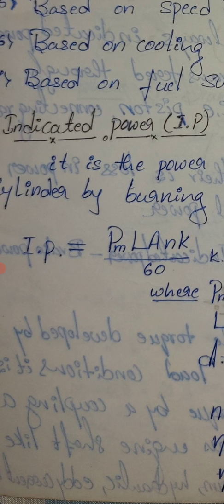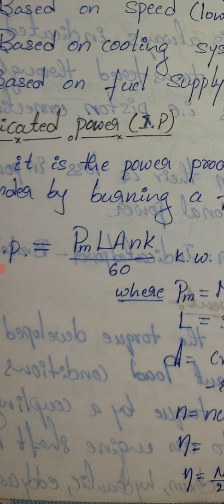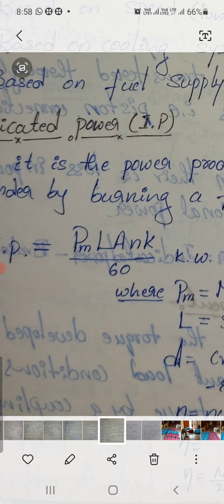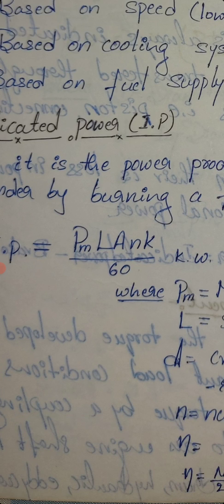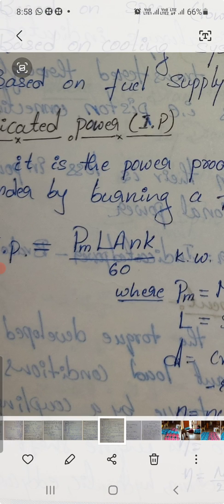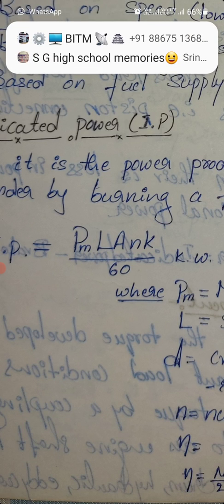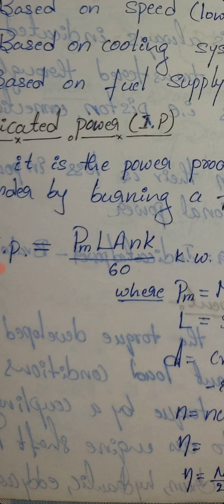Indicated power is nothing but PLANK. If you are unable to remember the formula, remember at least the word PLANK. Pm indicates the indicated mean effective pressure. L is the stroke length of the engine cylinder. A is the area of the piston. Small n is the number of cycles. K is the number of cylinders. If it is a single cylinder, you can take the value of K as 1. If it is multi-cylinder, you take the value of K depending on the number of cylinders. So this is how we calculate the indicated power, and it is written in kilowatts.